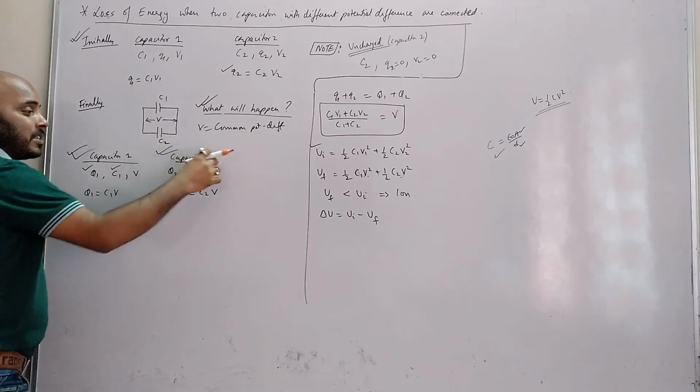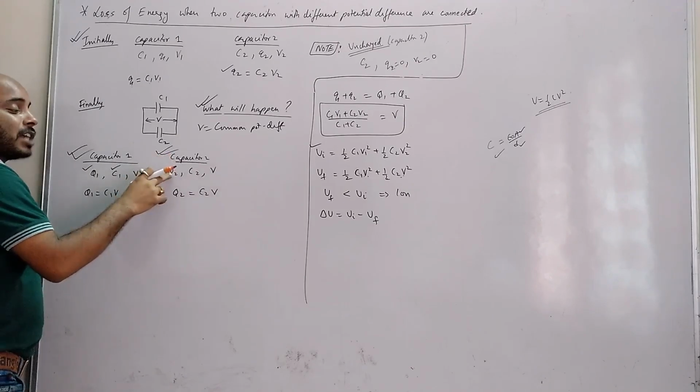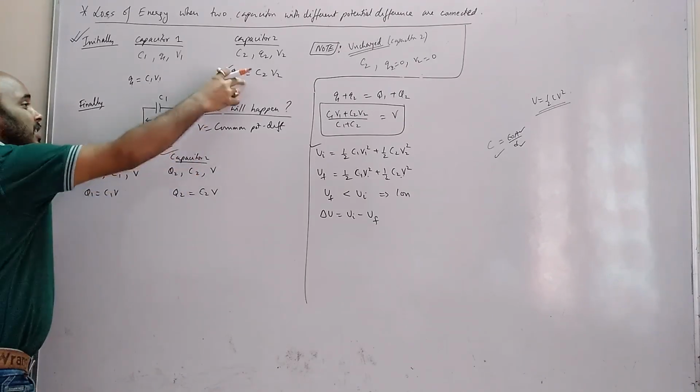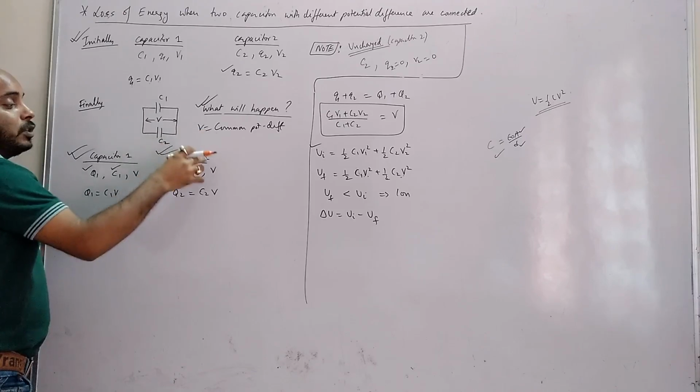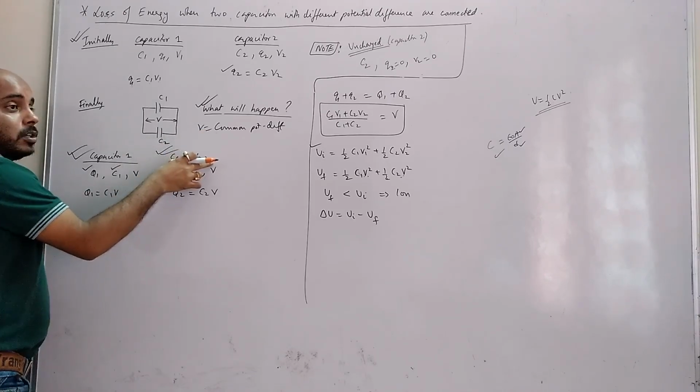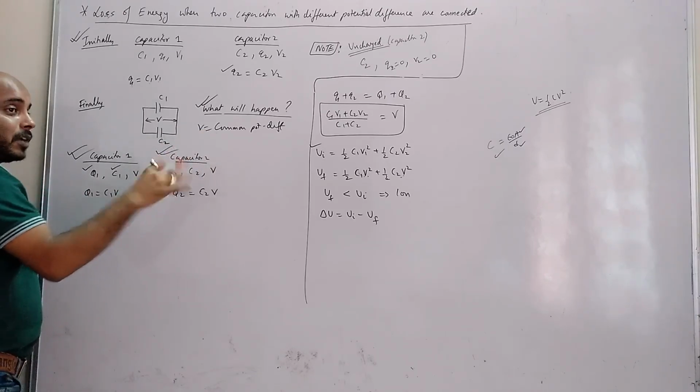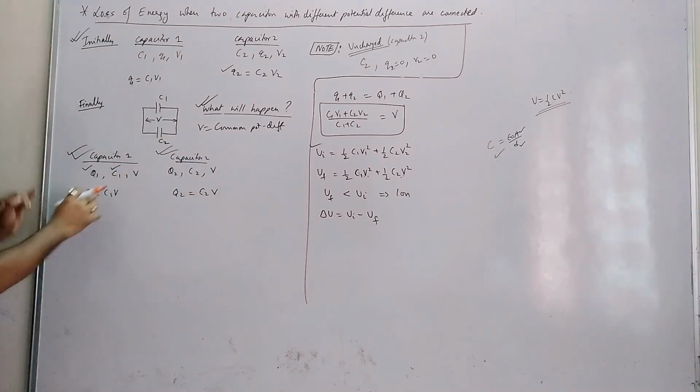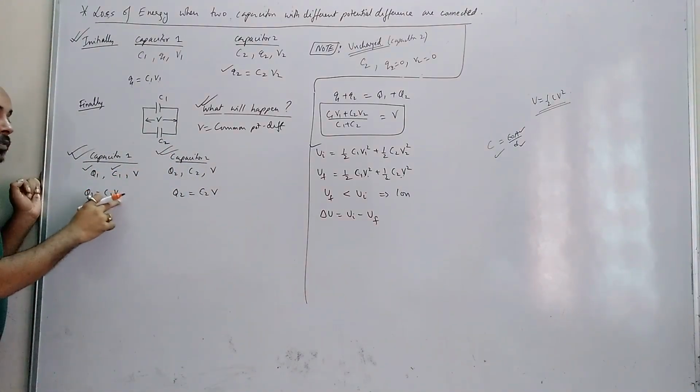Again, capacitance C2 will have some other charge Q2. Capacitance will remain the same as what we have initially. V2 across capacitor C2 will be the potential difference V, the common potential difference. Now, from there we can calculate the charge: Q1 equals C1V, Q2 equals C2V.